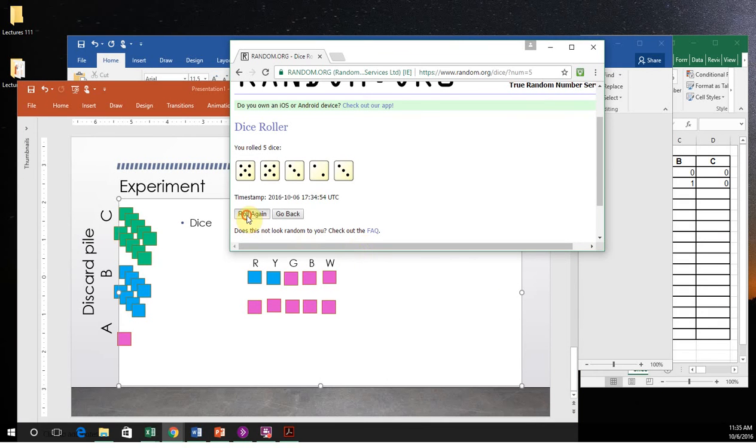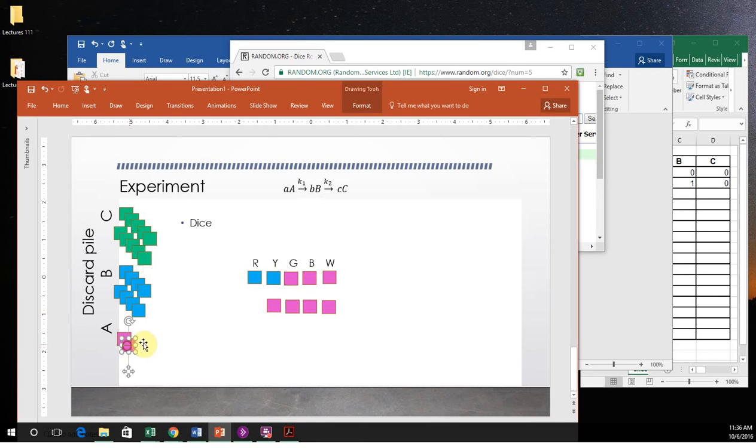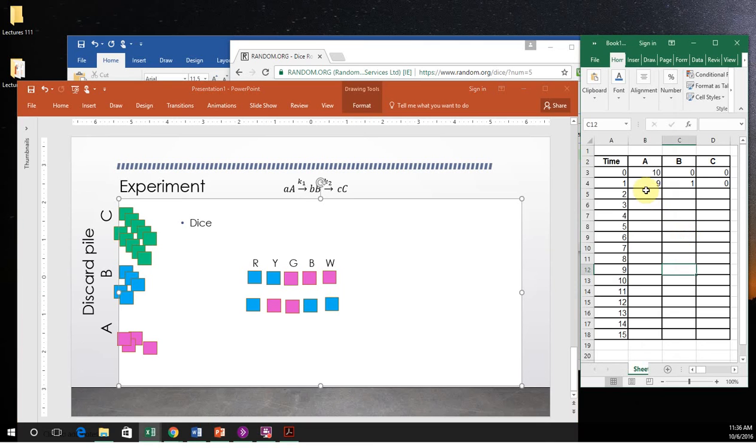Roll again. These are all A's. So the reaction only happens when you have 4 to 6. So here, here, and here. Okay, so this is my second timestamp. I have 5 and 5, so I'm going to go over to my data section. 5, 5, 0. Now we're going to roll for our third timestamp.